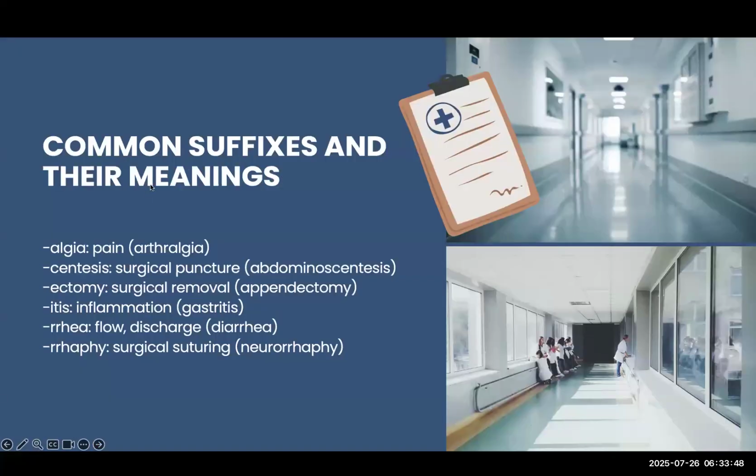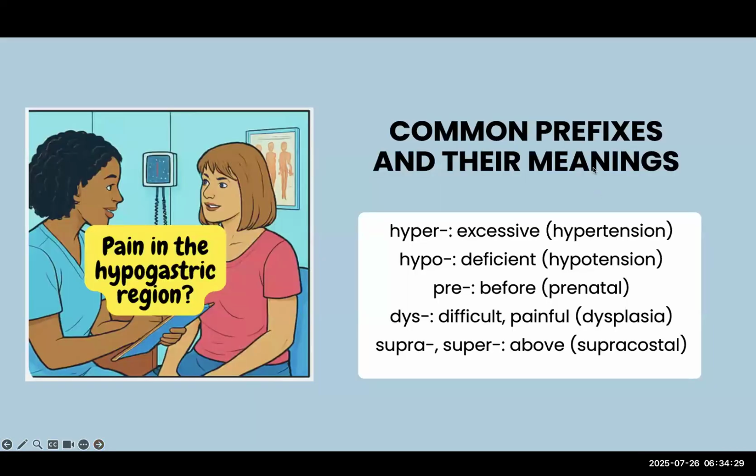So some common suffixes and their meanings: algia for pain. There's one example here. Another one might be neuralgia. I've heard that one a lot in my career. The beginning, neur, refers to the nerve, and then algia is pain, so we just have nerve pain. Centesis is the surgical puncture. Abdominocentesis, seen this quite a bit. Ectomy is surgical removal. Appendectomy, pretty common to have to do, remove the appendix. Itis, seen that. There's that example I used before. Rhea and raphy.